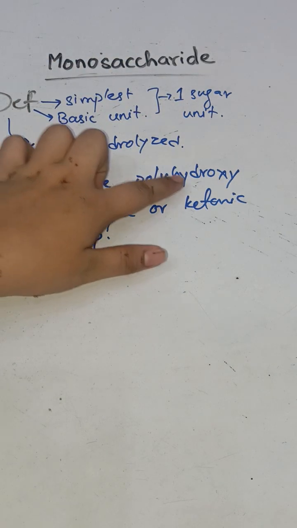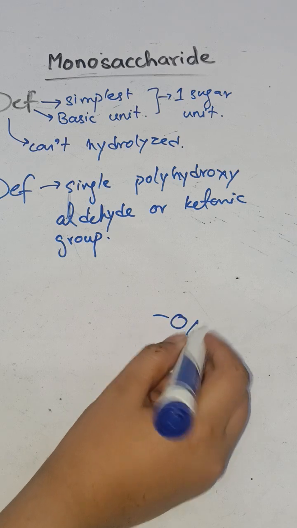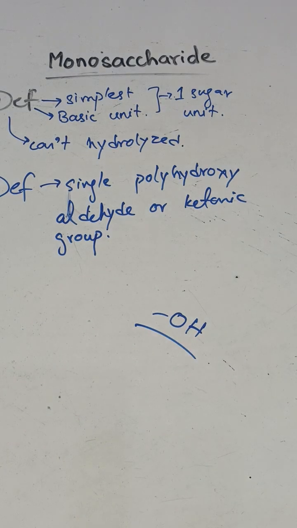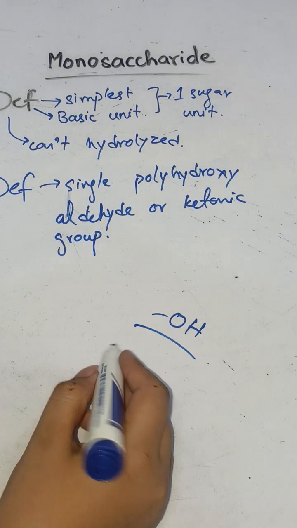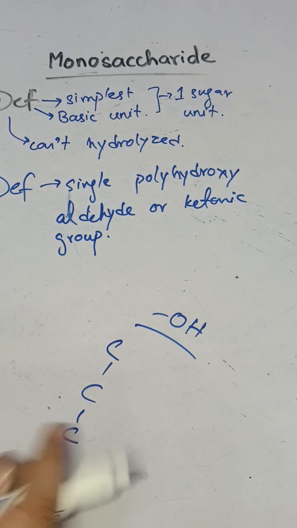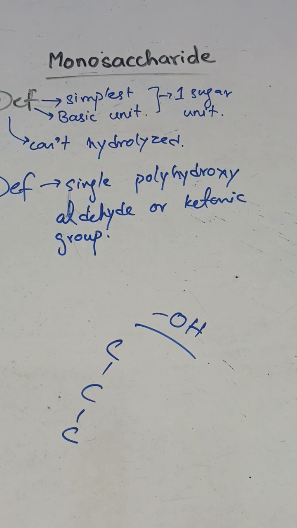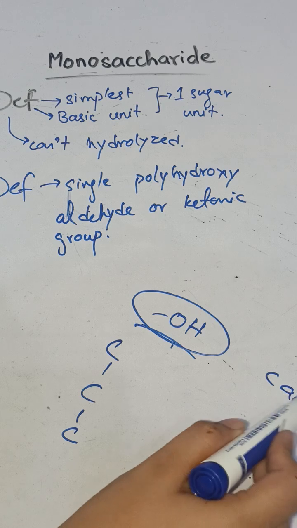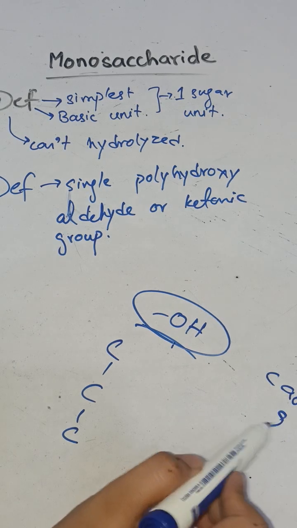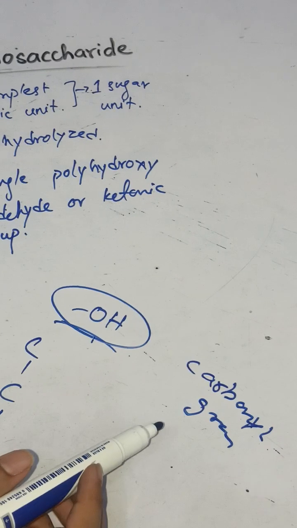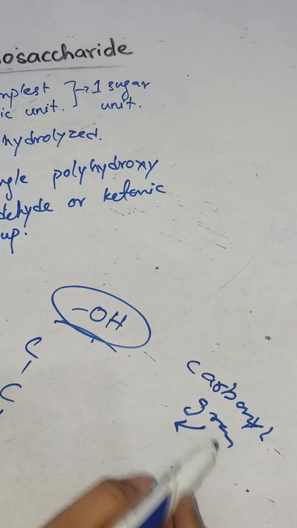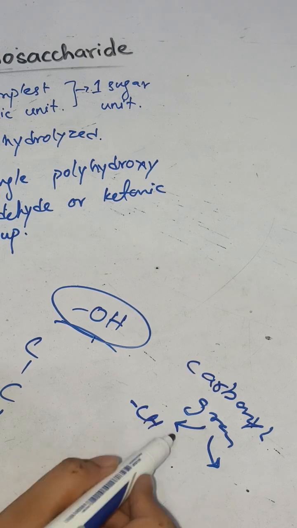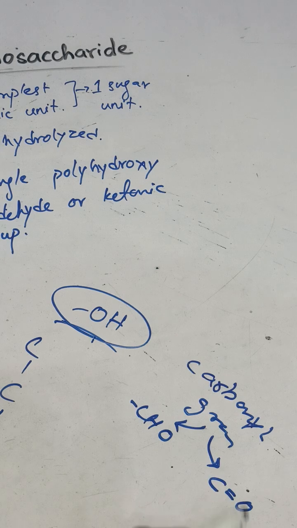Poly means many, and hydroxy means this group, the hydroxy group. If we see a simple sugar, the 3 carbon sugar, it has only two things, as we studied in the previous lecture. One, it has the hydroxy group. Second, it has the carbonyl group, and the carbonyl group can be of two types. It can be aldehydic or it can be ketonic.